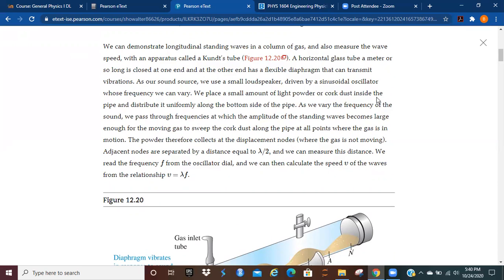We place a small amount of black powder in there and distribute it uniformly along the bottom side of the pipe. As we vary the frequency of the sound, we pass through frequencies at which the amplitude of the standing waves becomes large enough for the moving gas to sweep the cork dust along the pipe at all points where the gas is in motion. The powder therefore collects at the displacement nodes where the gas is not moving.